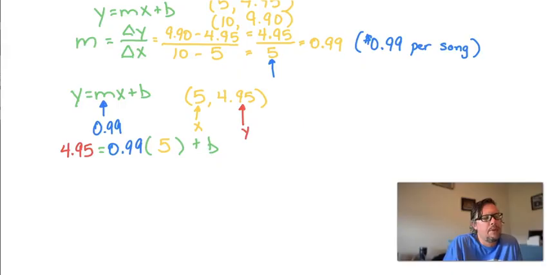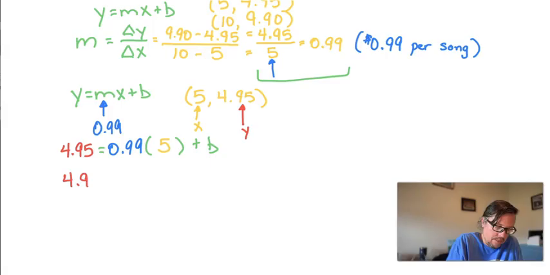Okay, so here's how we're going to figure out what b is. 0.99 times 5, you may already know, if we go back and look at this, if 495 divided by 5 was 0.99, then 0.99 times 5, I dare say, is going to be 495. Hmm, 495 plus what is 495? That's a tricky one. Could be anything. But, of course, it's not anything. It's 0.